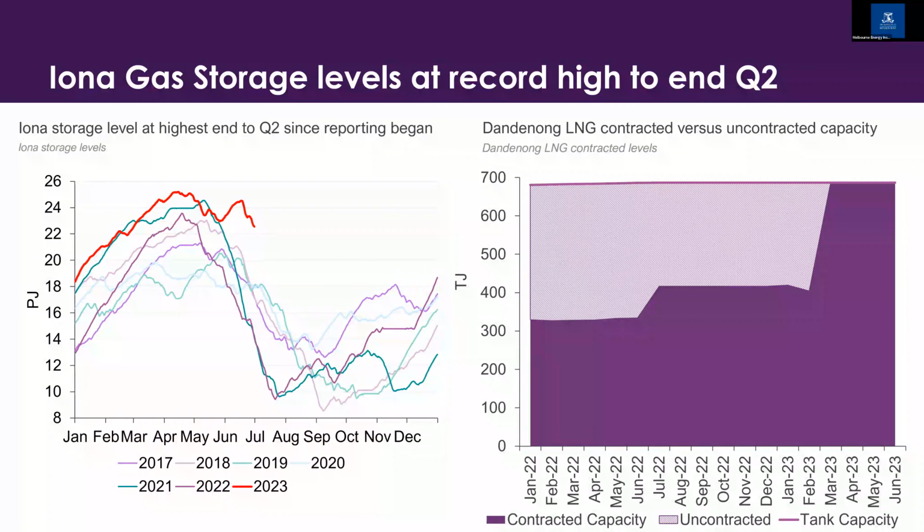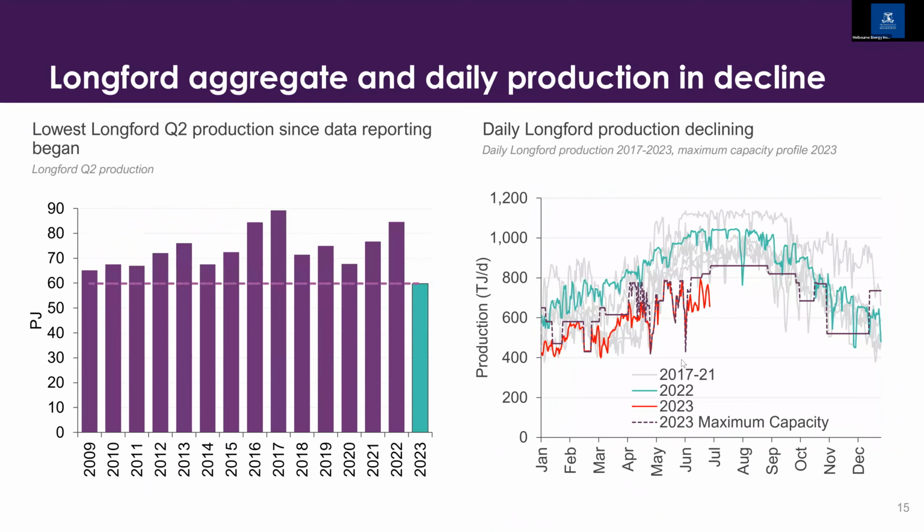So then just finally, the chart on the right, keeping the theme with storage, it shows the Dandenong LNG contracted status versus tank capacity. So a quick recap for those unfamiliar, the Dandenong LNG plant is a 680 or so TJ tank that's purpose is to manage intraday volatility. So unlike Iona underground storage, which manages seasonal changes, you put gas in over the summer months and draw down over winter, Dandenong LNG is to manage those cold snaps where large amounts of gas is required on the hours to days timeframe.